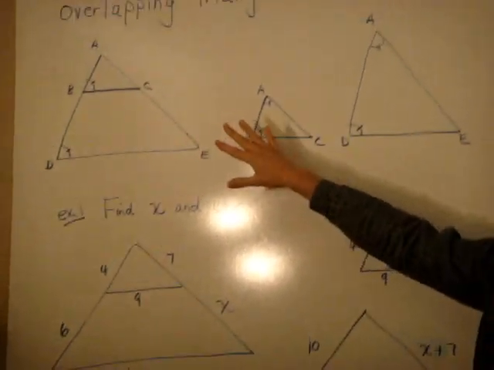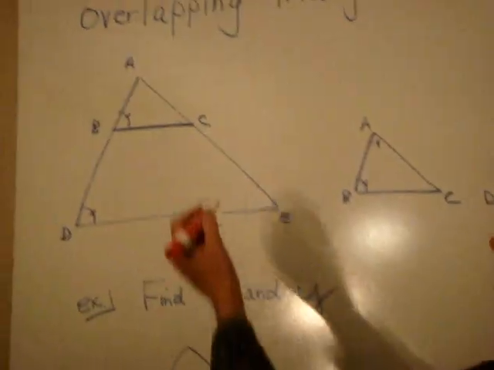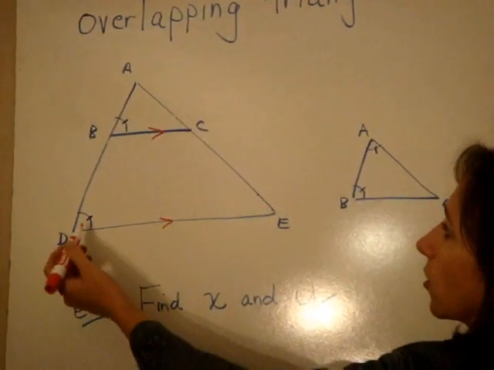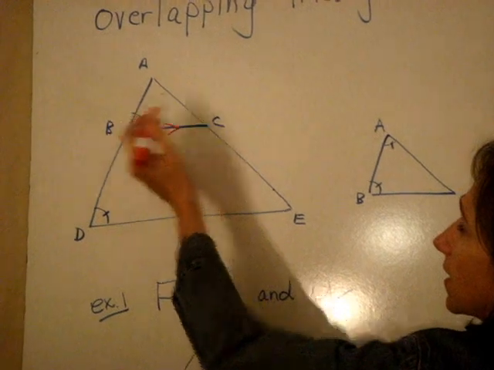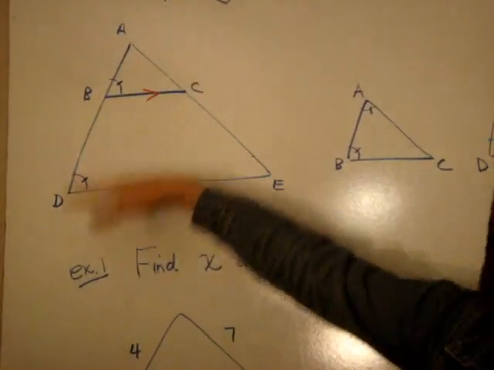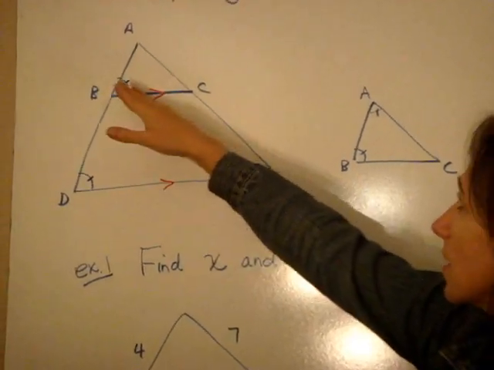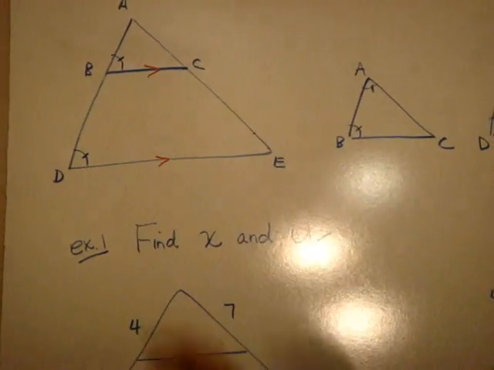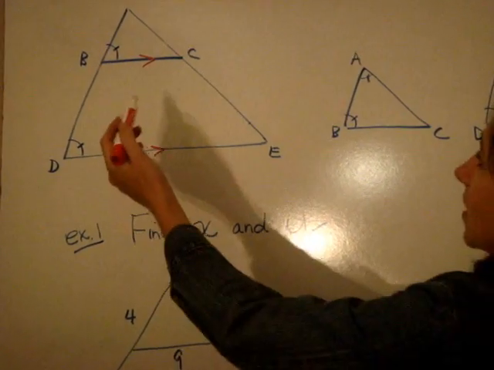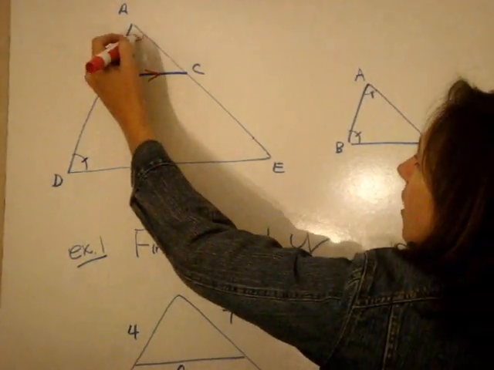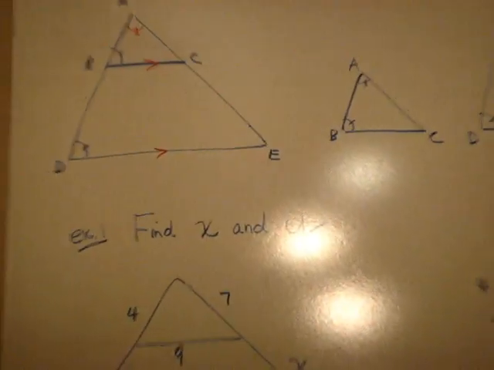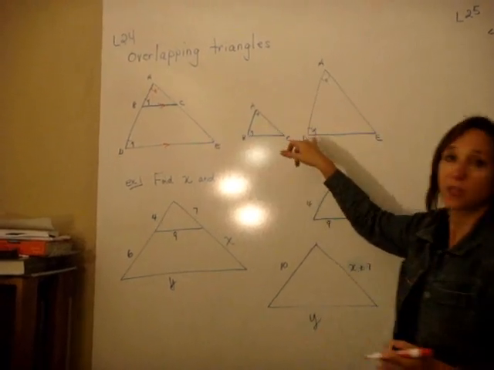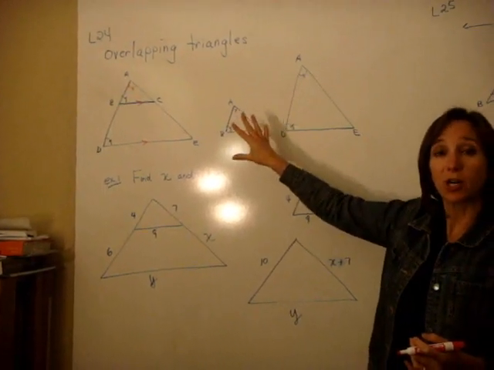Before we move on, I just want to show you the overlapping triangles. As long as these two lines are parallel in your triangles, you're going to know that this angle and this angle are equal because they're parallel lines cut by a transversal, and we'll get to that in the next lesson. And we also know they both share angle A. So we know angle A is the same, and these two angles are going to be the same. So they're going to be similar triangles.